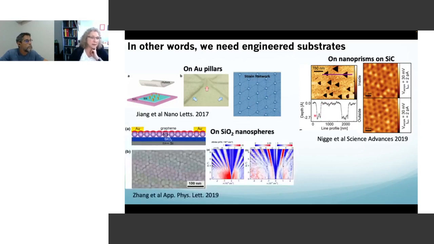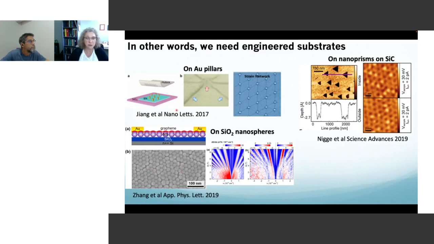There is another experiment, a more recent one, where they deposited graphene on a bed of silicon dioxide nanospheres, which are insulating. These nanospheres have a diameter of roughly 20 nanometers. And graphene, as you see in this picture, accommodates on top of the nanospheres, creating a rugosity that follows the closed packing of the nanospheres at the bottom.